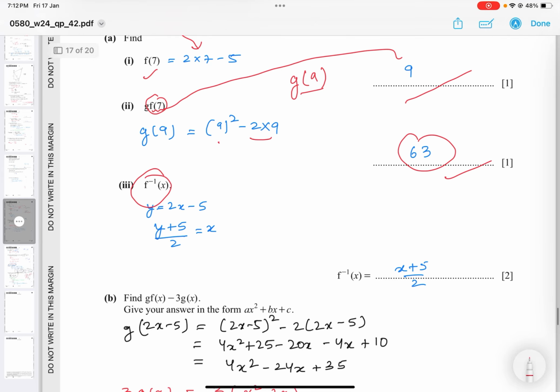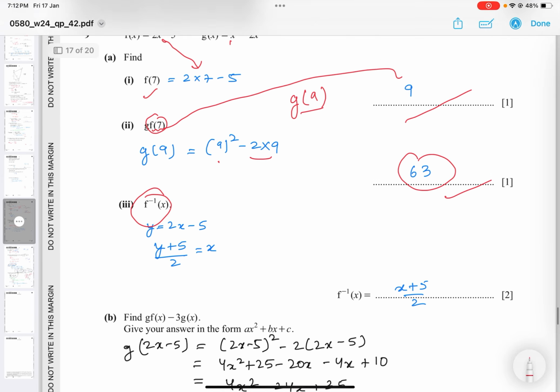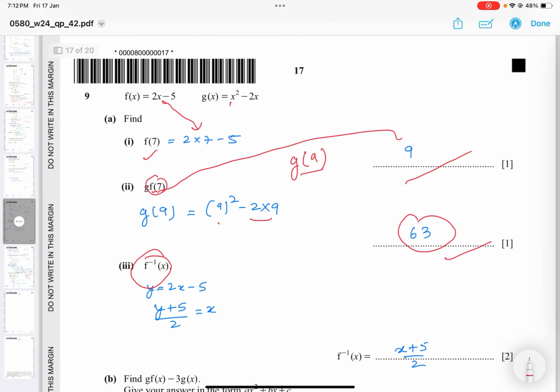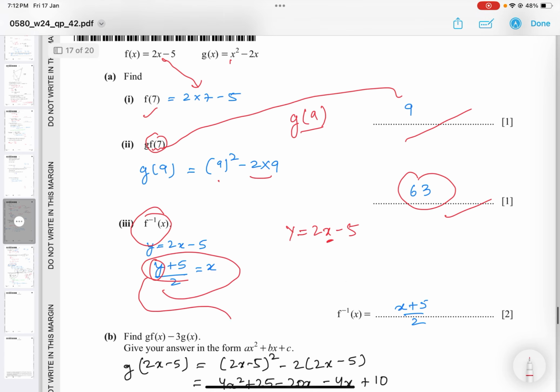Very good. f inverse of x. So, first of all, what was our f(x)? We can equate f(x) to y equals 2x minus 5. Now make x the subject. So, our answer would be like this, and just replace this y with x, and this is our answer.